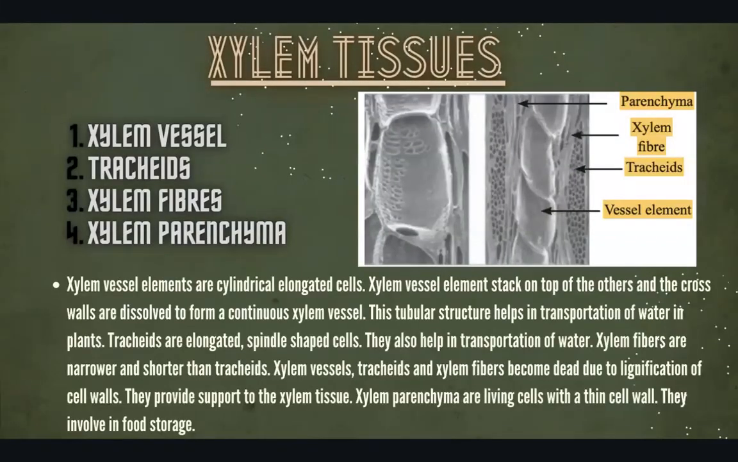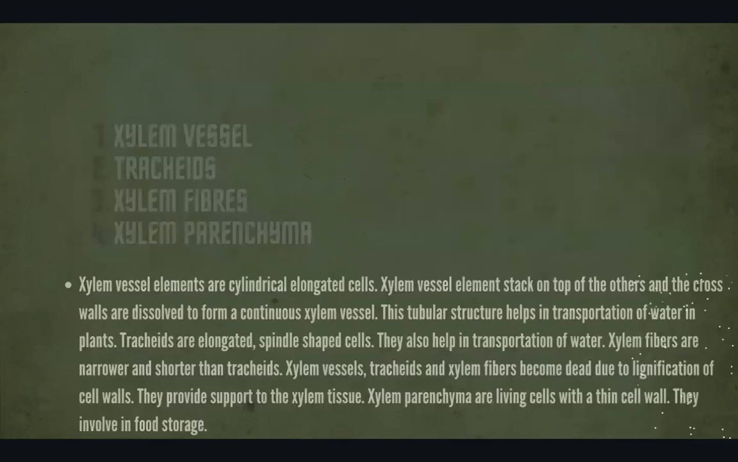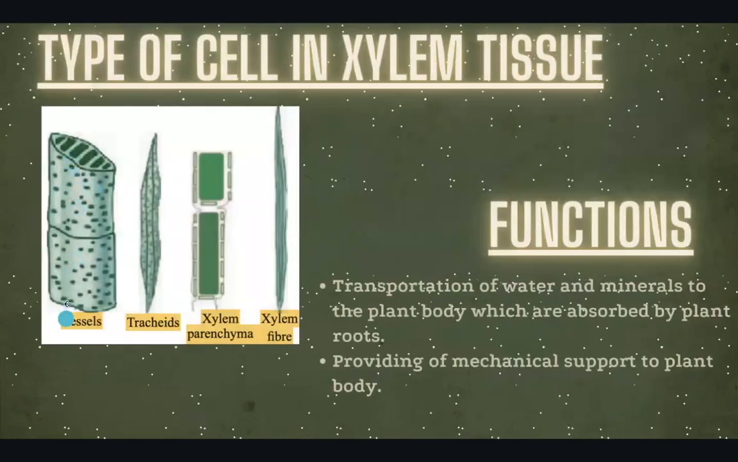Xylem tissues. Well, here you see the 4 types of cells, and here's a close and microscopic view of the xylem tissue. Here the xylem parenchyma, the fibers, tracheids, and the vessel elements. With xylem vessel elements, well, let's see here. These are the vessels of the xylem tissues, which is known as xylem vessel element.